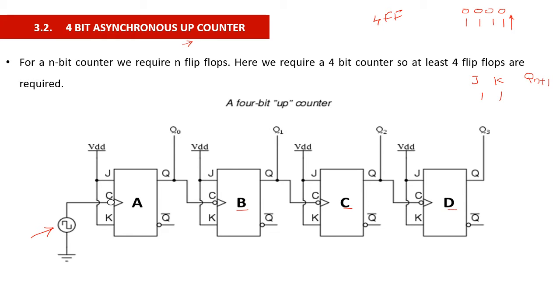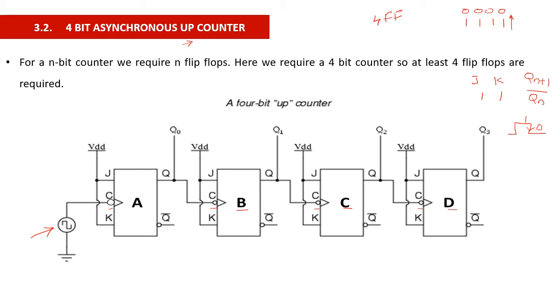When J and K are 1, the JK flip-flop output is Q complement. That means whatever the previous state was, its complement will be the next state. All the flip-flops are negative edge triggered. That means the triggering occurs when the clock pulse jumps from 1 to 0. When you apply a clock pulse like this, the triggering occurs at the negative edge, so during the change from 1 to 0, your output will change.